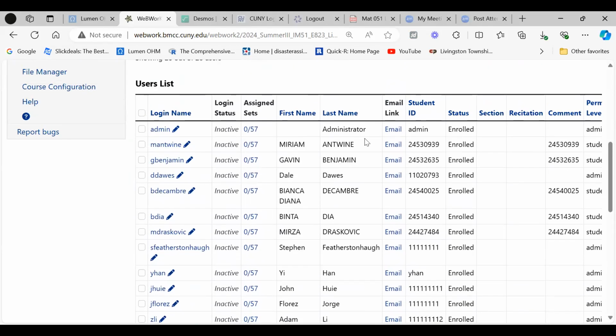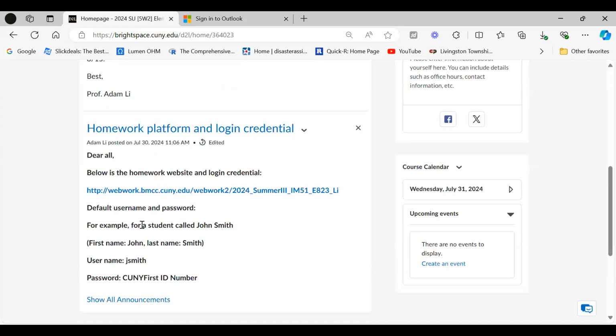So go back to Brightspace. The typical login will look like this. Let's say we have a student named John Smith, first name John, last name Smith. The username will be j smith, everything lowercase, and the password will be the CUNY First ID number. Every one of you has a unique CUNY First ID number, so you'll be totally secure. I don't think anybody will log into your account and do your homework. I've never seen that as an instructor in so many years. So don't worry, your account is secure.